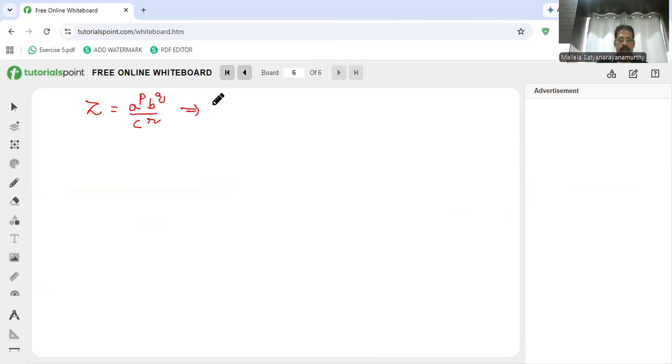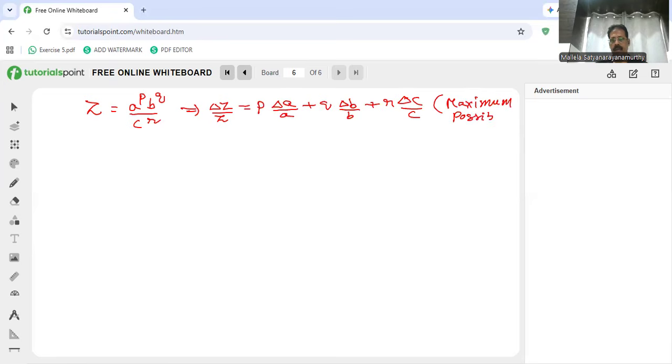So what is the absolute error? Delta Z by Z equals P into delta A by A plus Q into delta B by B plus R into delta C by C. Like that only you have to write. If it is in the bottom also, you should not write minus, because it is the maximum possible error. Maximum possible error is always positive.